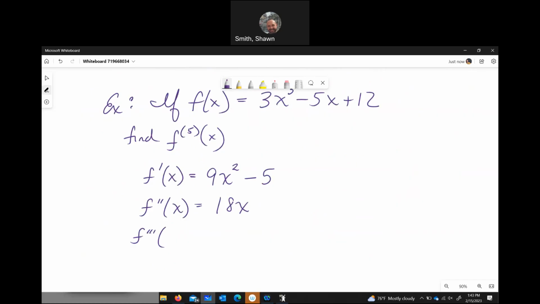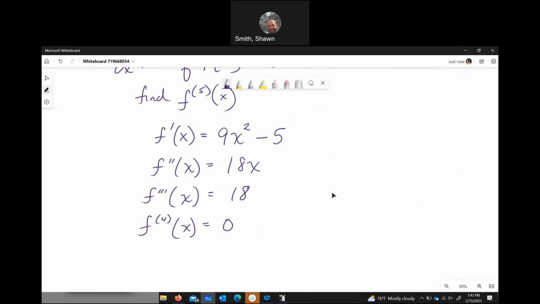Third derivative, derivative of 18x, 18. Fourth derivative, derivative of 18, 0. So anything beyond the fourth derivative is always still going to be what? 0, because derivative of 0, a constant, is 0. So anything after the fourth and beyond, always 0 for this particular one. So notice how the terms get shorter and shorter, fewer terms in your following derivatives of polynomials, right?